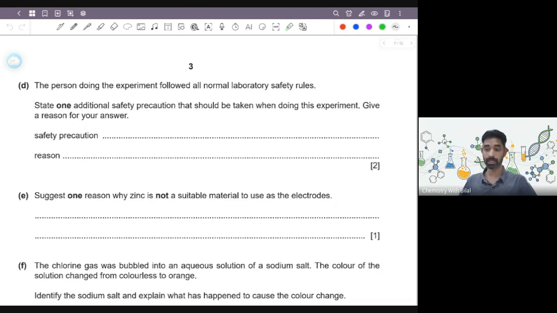Since we are having a gas which is toxic, as I mentioned, chlorine is a toxic gas. So other than the normal laboratory safety rules, you must have a fume cupboard. So the safety precaution: perform the experiment near the fume cupboard.